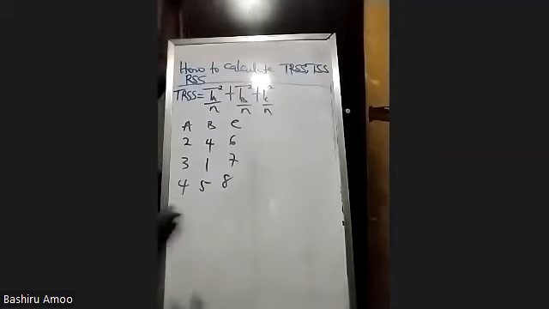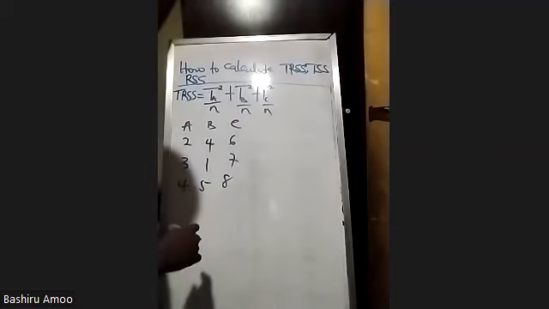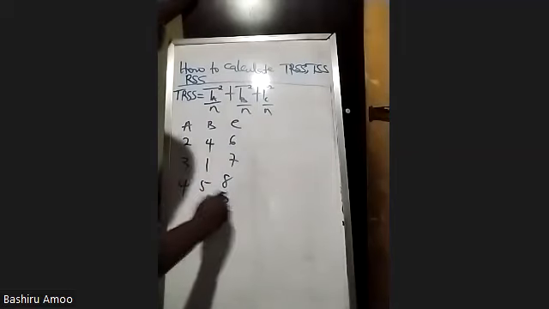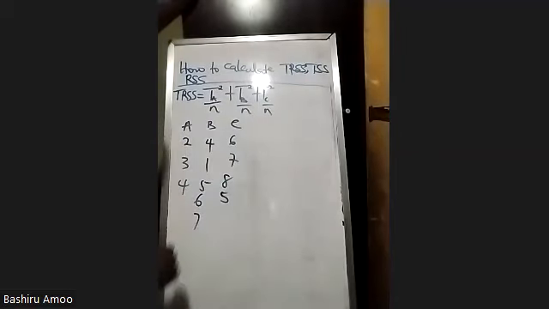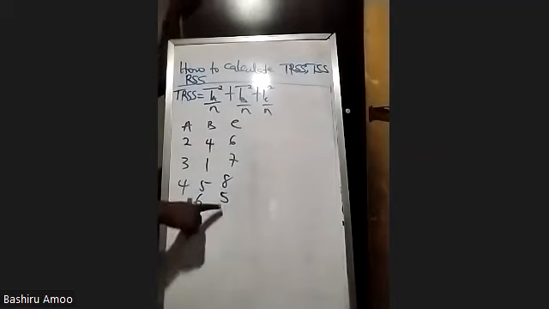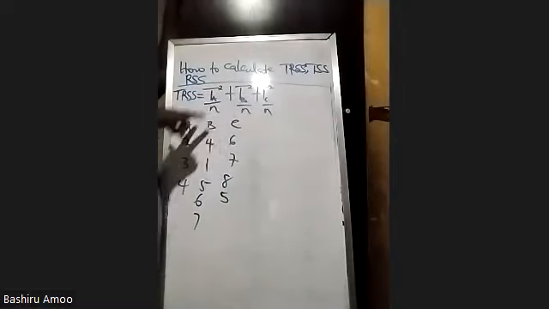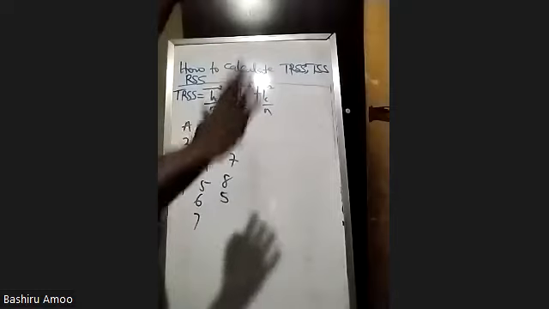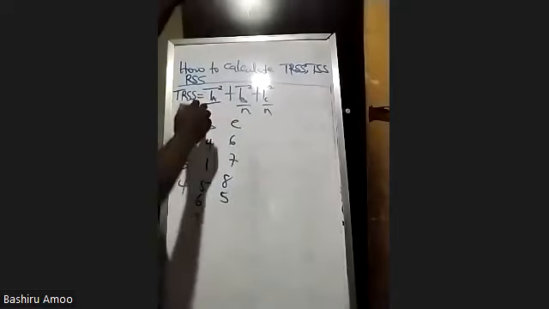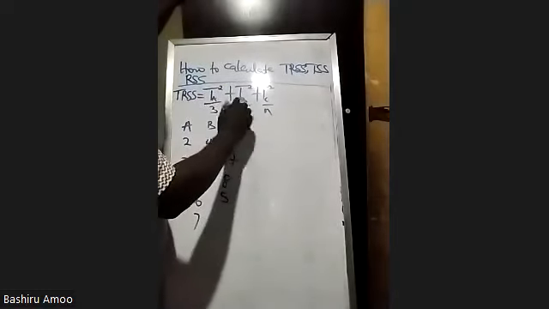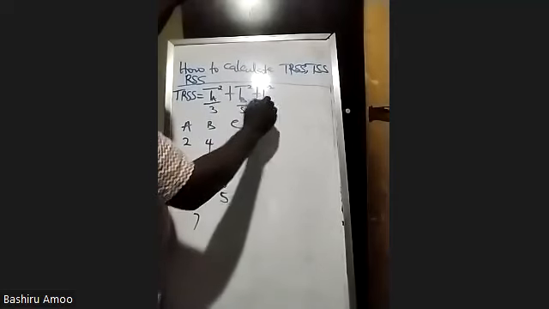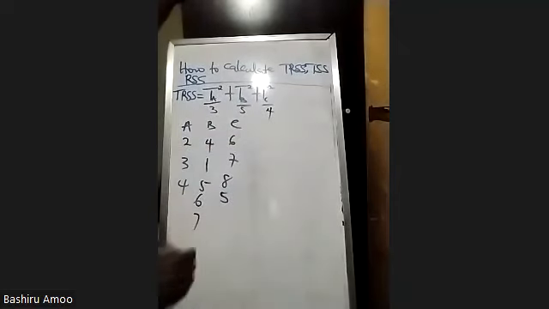But in a situation whereby the number given to us in each treatment is not the same, let's say I have 3 here, I have 5 here, and I have 4 here. In that situation, you are expected to divide each treatment by the number of observations given to it, which means here will be divided by 3, here by 5, and here by 4, right?